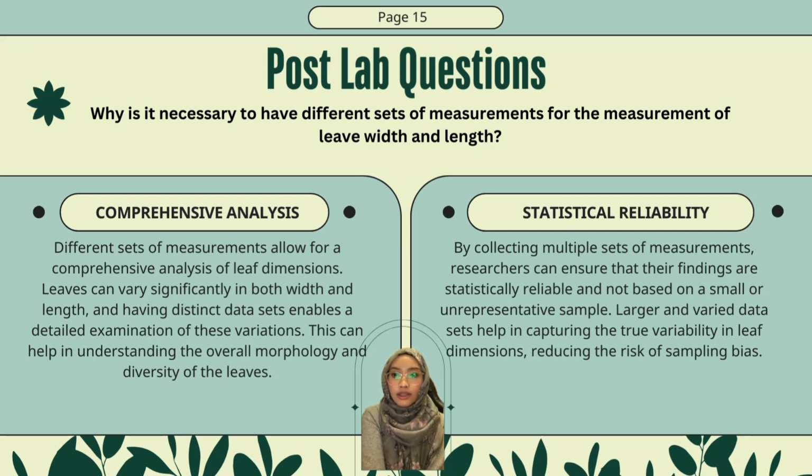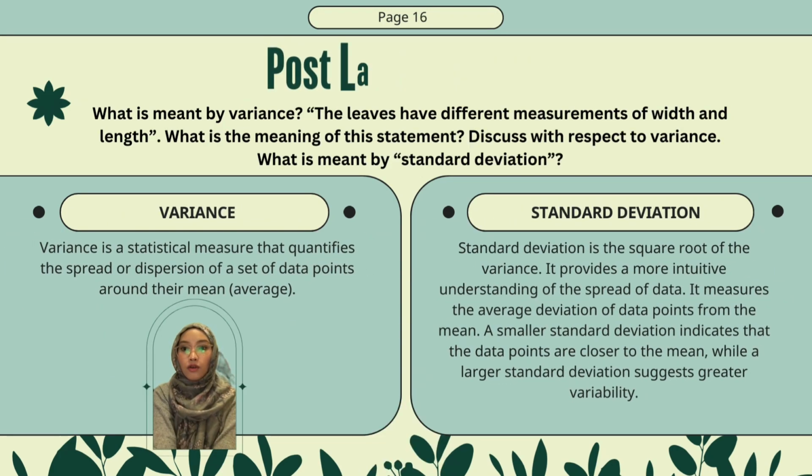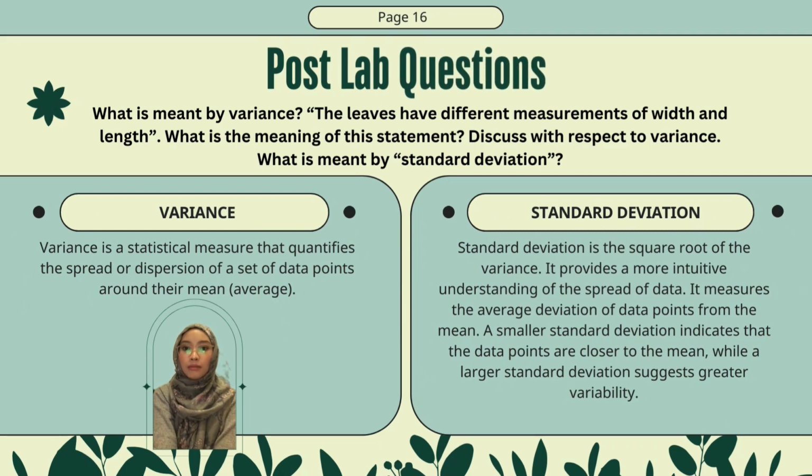And the next one is statistical reliability. By collecting multiple sets of measurements, researchers can ensure that their findings are statistically reliable and not based on a small or unrepresentative sample. Larger and varied data sets help in capturing the true variability in leaf dimensions, reducing the risk of sampling bias. For question 3, what is meant by variance?